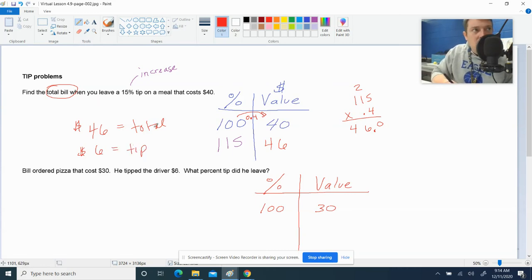Sometimes it'll ask for the tip. Sometimes it'll ask for the total. Sometimes it'll ask for what percent did you tip. And I think that's what I did on this next one.